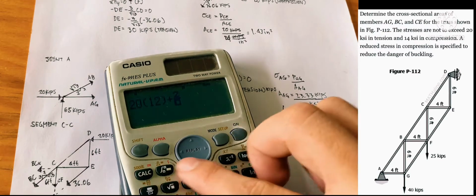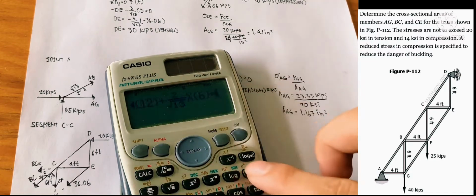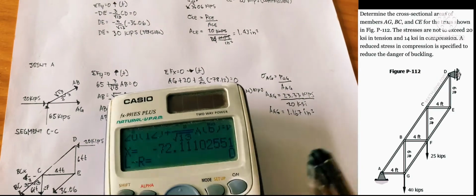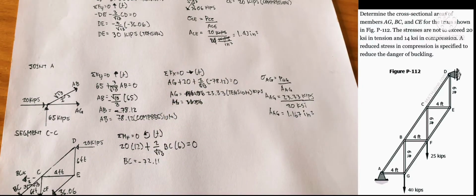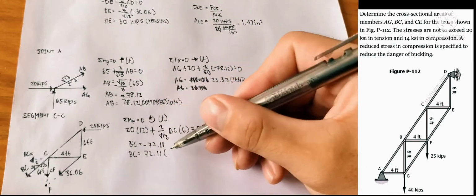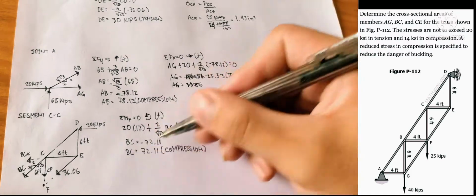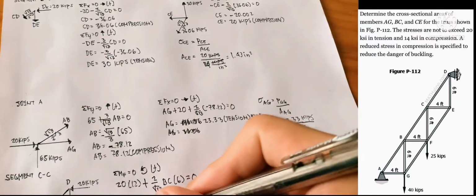So we need to input it. Equals 0. Answer, shift solve, should be... okay, what the hell happened? So there you have it, 72. BC equals negative 72. It means we are in the other direction. BC is 72.11. It should be in compression. So our limit for compression is 14 kips.